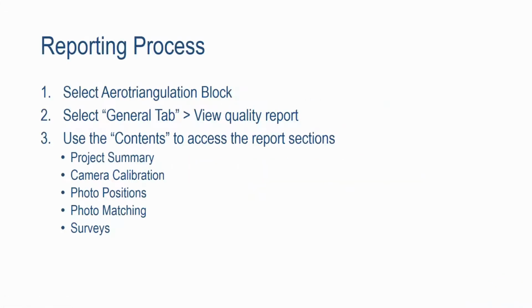Select any aerotriangulated block to access reports. Select the General tab and then select View Quality Report. Use the contents to access the report sections.